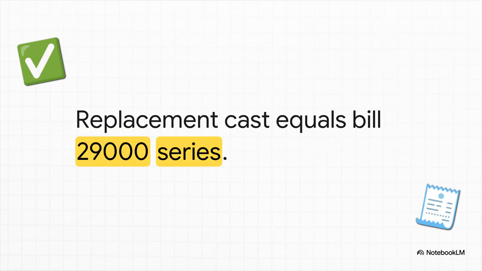You also use these 29,000 series codes if the doctor applying the cast is a totally different provider, someone who didn't actually do the fracture care. So the main takeaway here, the first cast by the operating surgeon is essentially invisible for coding. Replacement casts or casts done by a non-operating doctor are exactly what this section was made for.